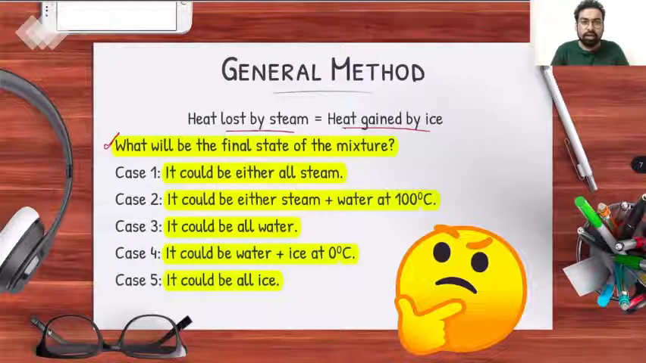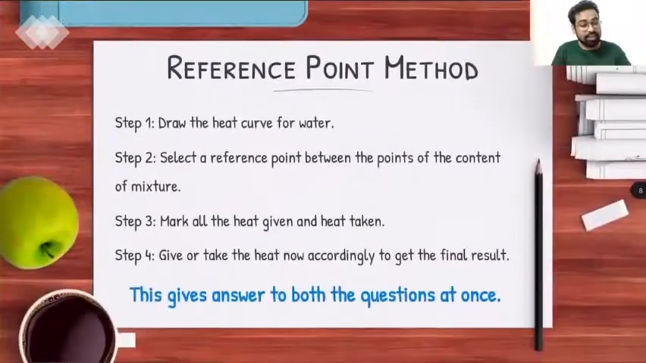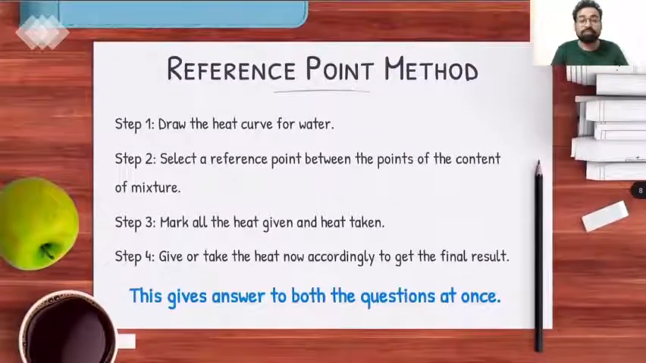How can you tell? This general method generally tells you about a very confusing tale amongst students, and that is why I want to present you the reference point method, which is a one-shot method. If you do understand the steps that are present in this question, I'm pretty sure that you would be able to crack any problem that comes in these questions, when you talk about the phase changes happening. Okay, so what is it? Let's talk about the reference point method.